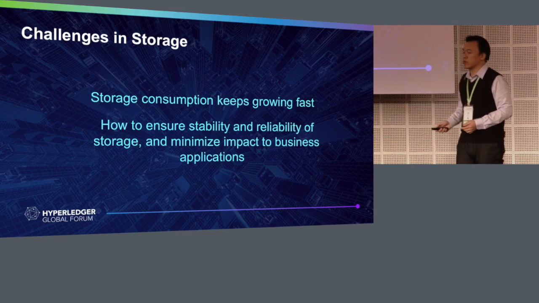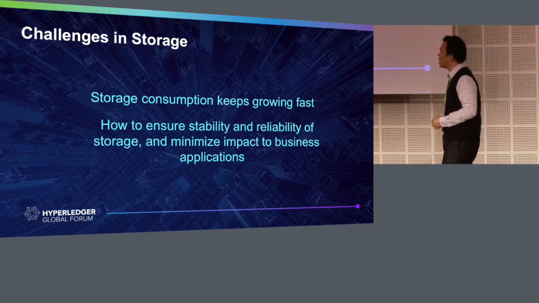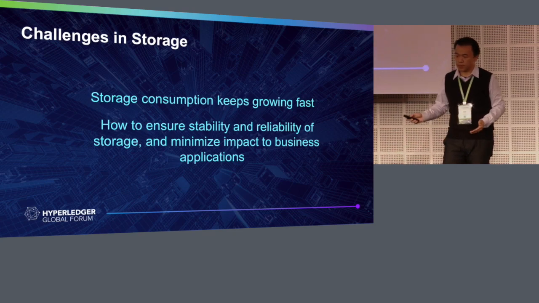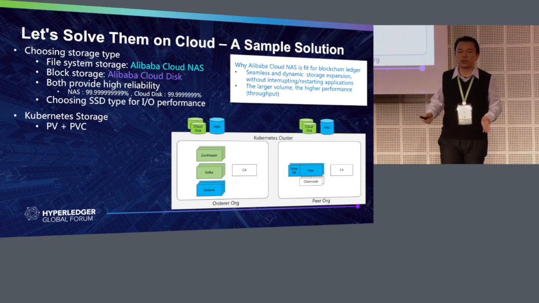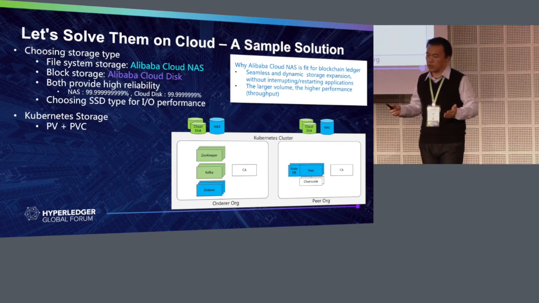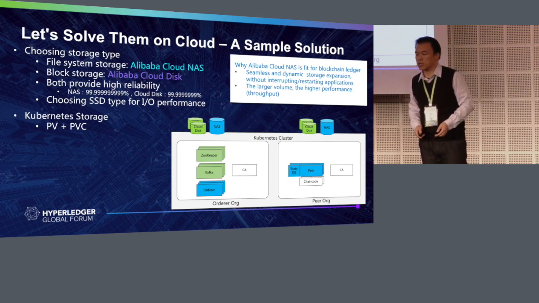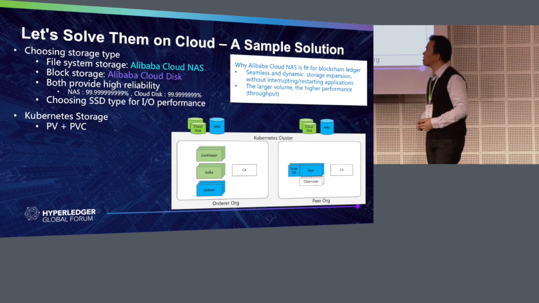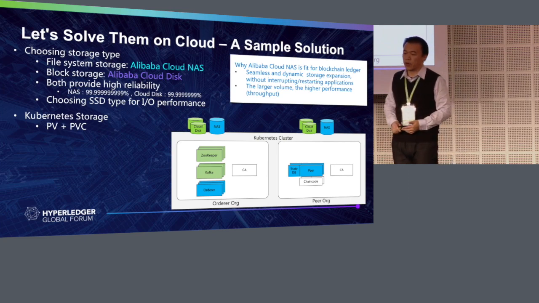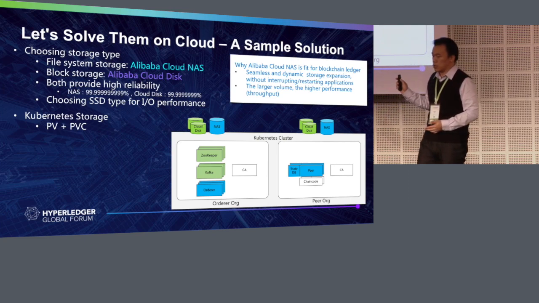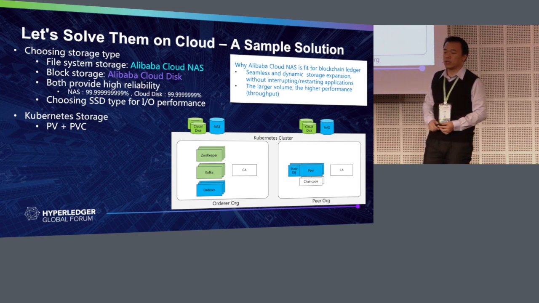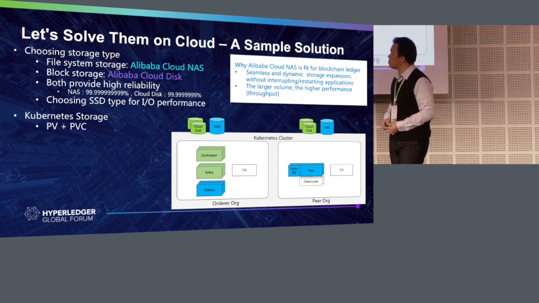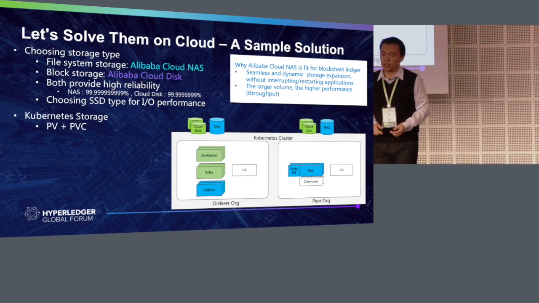And the second challenge is how to ensure the stability and reliability of the storage and minimize impact to business applications. So thanks to cloud, we managed to find a good solution for the above challenges. We chose the Alibaba Cloud NAS and Alibaba Cloud Disk as our ledger storage, because they provide very high reliability as stated here. And we also chose the SSD type for I/O performance.